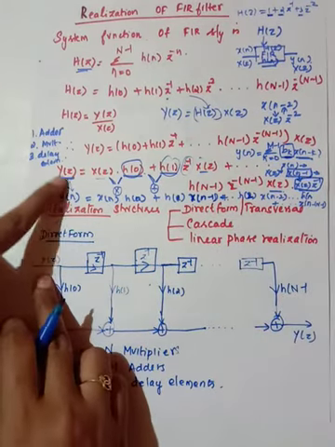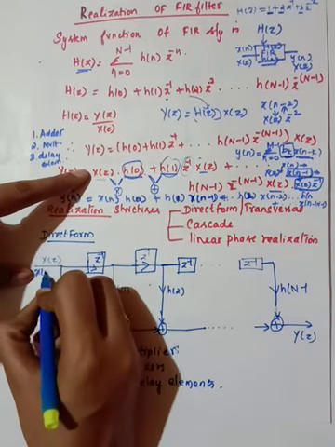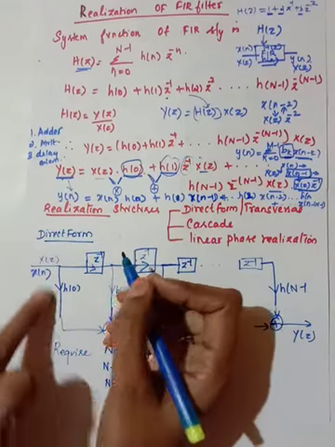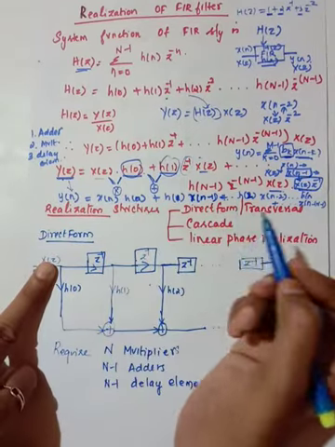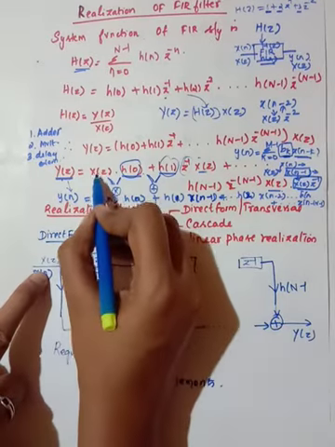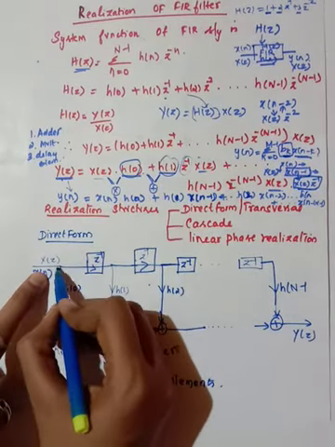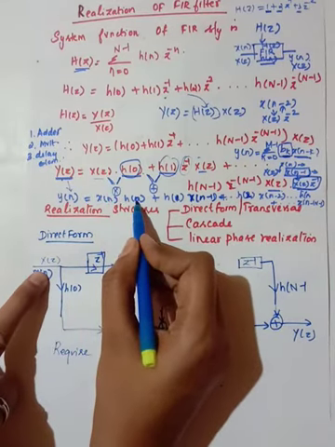Now consider this is the input. You can represent it either as x of n or x of z. Now I am going to represent this equation. So what I will get here is x of z, otherwise x of n. This is x of n, and it is multiplied with h of 0.